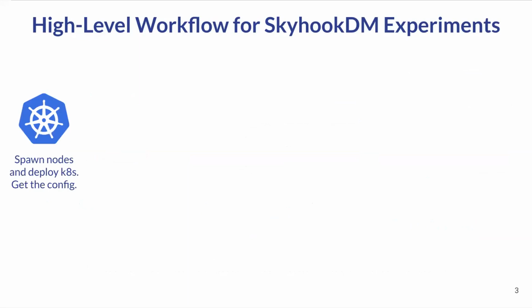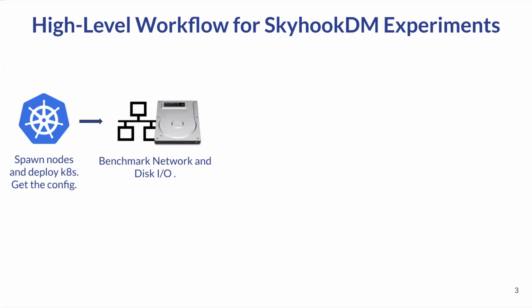For our use case for SkyhookDM, a generic experimentation workflow looks similar to this. We experiment with SkyhookDM on Kubernetes, since Kubernetes provides a tool called Rook that makes deploying storage systems on Kubernetes self-managing, self-healing, and takes care of the entire orchestration of the storage system. So for this, we need to first boot up a Kubernetes cluster, then baseline the cluster. Since it is a storage system experiment, the important ones are network and disk performance.